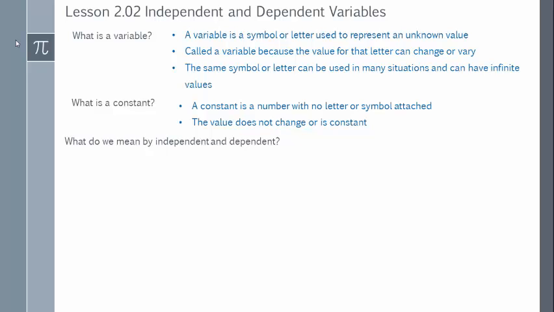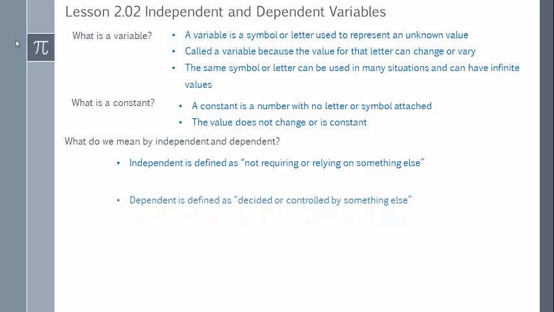Independent and dependent. Independent is defined as not requiring or relying on something else. So the independent doesn't require or rely on any other factors in the situation. It's independent. It's on its own. And the dependent is defined as decided on or controlled by something else. So in a mathematical situation, dependent requires the other factors that are occurring in the situation before that value is determined.